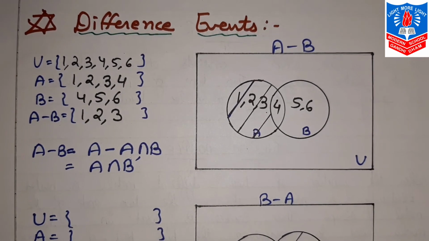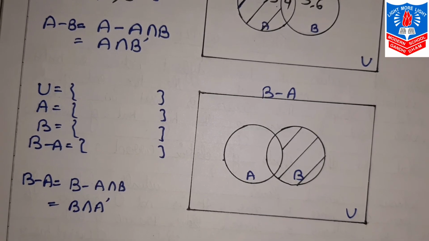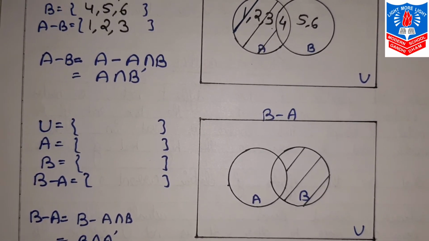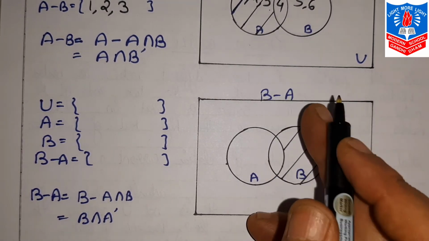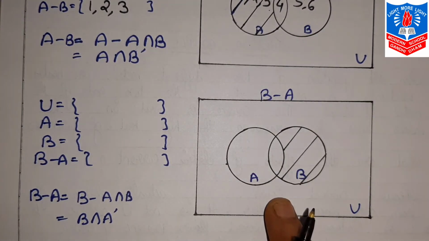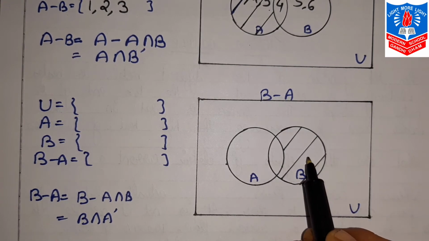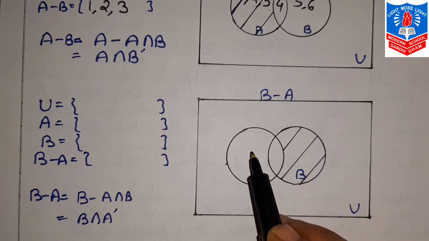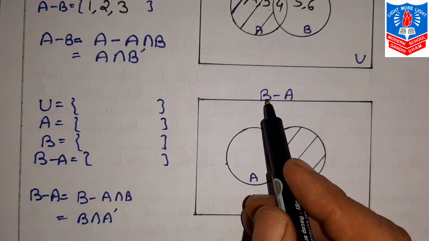Now in this only, next is B dash A. Now what is this B dash A? Completely opposite to this A dash B. That is the elements which are in B but not in A. That is known as the difference event of B.